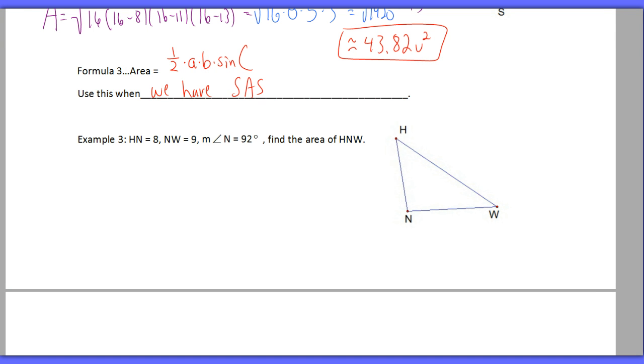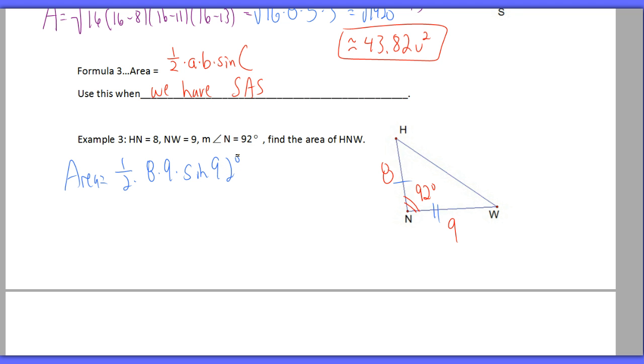Now it's actually applied to a problem. HN is equal to 8. NW is equal to 9. And angle N is equal to 92 degrees. So there is our side angle side. If you look at it in order, we have a side, then the next angle, then the next side. So to calculate this area, we would take 1/2 times 8 times 9 times the sine of 92 degrees. Just plugging everything in right now.